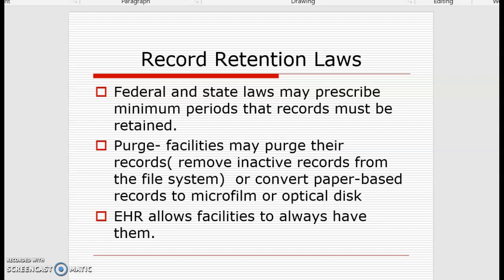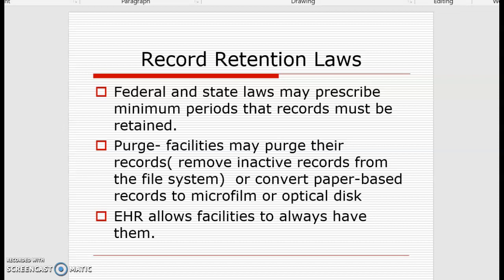Retention laws. Your federal and state laws may prescribe minimum periods that records must be retained. A lot of times they will purge. Facilities may purge their records, remove inactive records from the file system, or convert paper-based records to microfilm or optical disc. So they could, again, scan them and convert them to microfilm or optical disc. An EHR allows facilities to always have them.